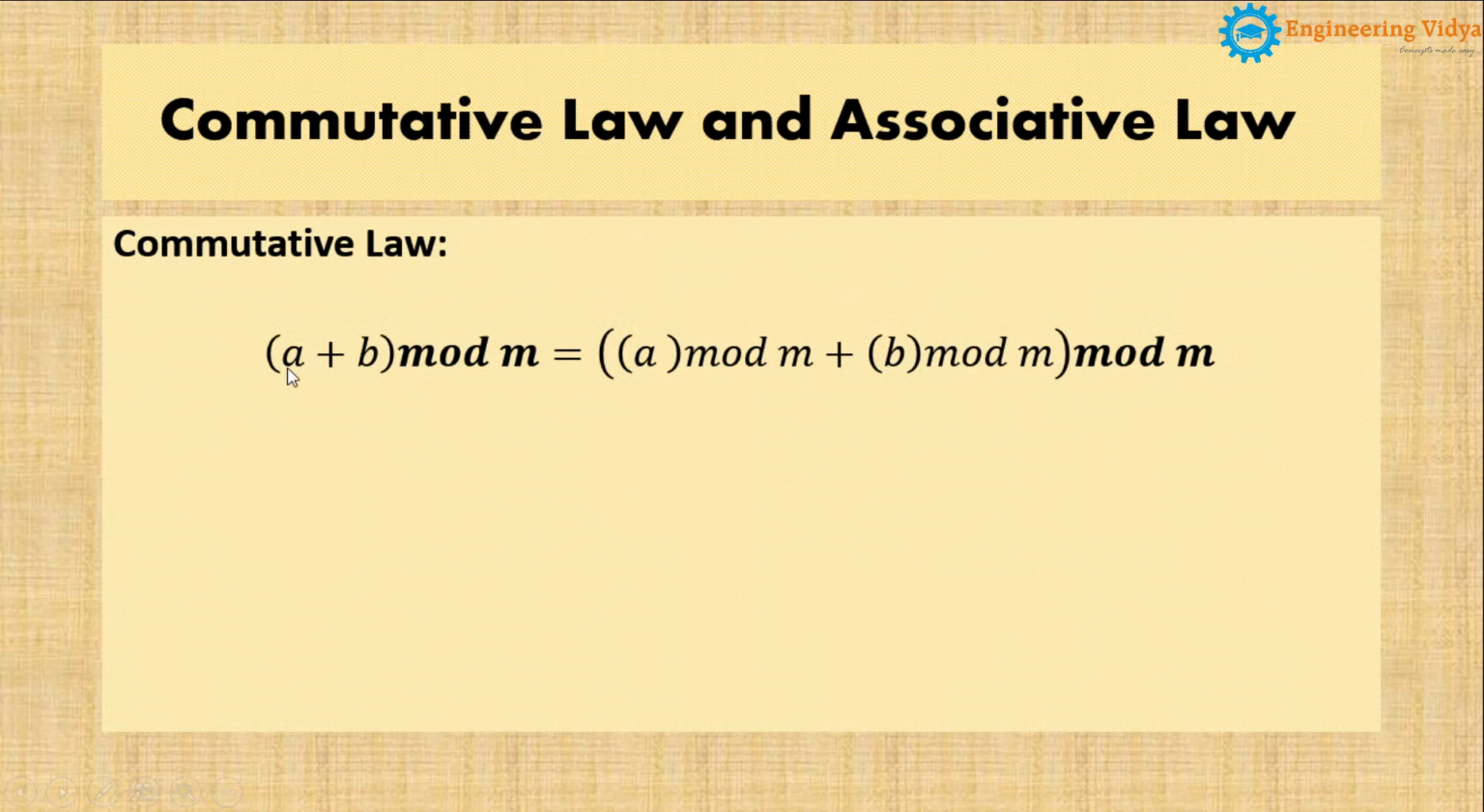This statement says that if we have a plus b, and we take the mod of m, then it will be solved in this way. First, a mod m will be taken, so it will be a mod m. Then we take b mod m, and whatever result comes, the plus sign goes between them, and the entire result is again taken mod m. So this is nothing but the commutative law of the plus sign.